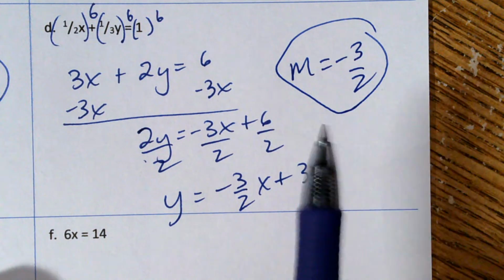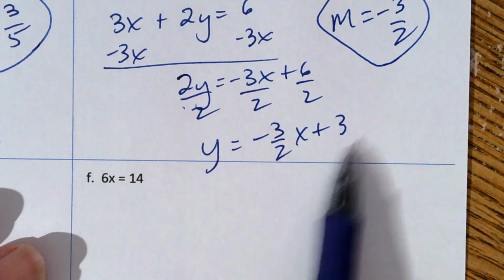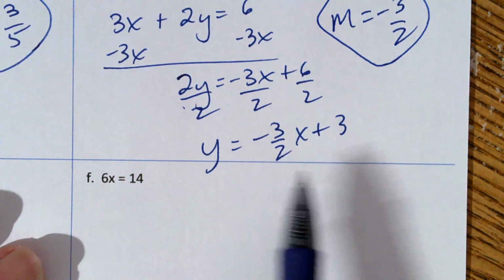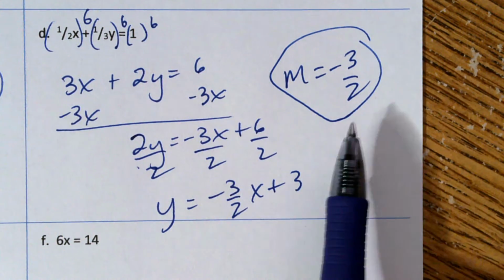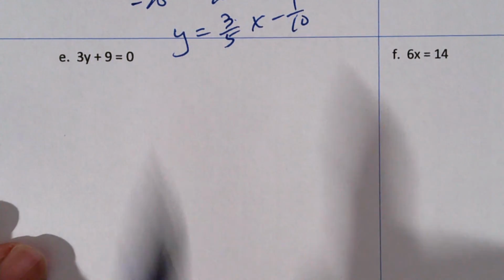Oh, make sure you answer the question. Don't just give me this. Right? This is the slope-intercept form of a line. I will not assume that you know that negative 3/2 is the slope. You will have to point out that negative 3/2 is the slope. Continuing. Example E. Solve this for y.